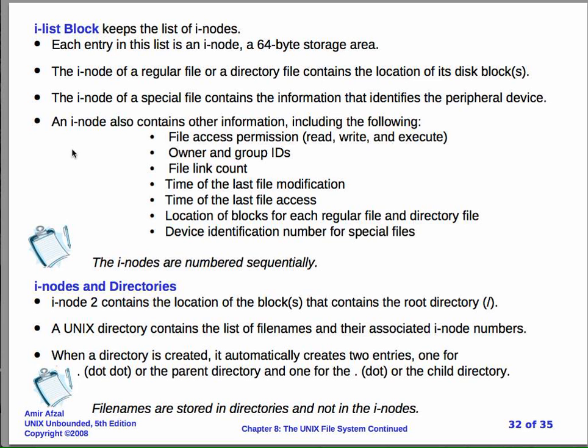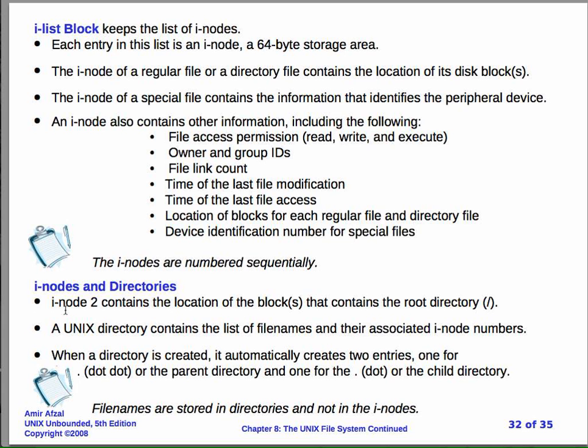So inodes also contain other information such as the permission. Remember, if you say an ls -l, you see file permission. All of that is stored in the inode. Then you see the owner and group ID, the file link count. Remember the link count that appears when you say ls -l. Time of the last modification, last access. All of these things that you get with ls -l is stored in the inode. Inodes are numbered sequentially, so if you create a file, you create a copy of a file, chances are it'll be the next number.